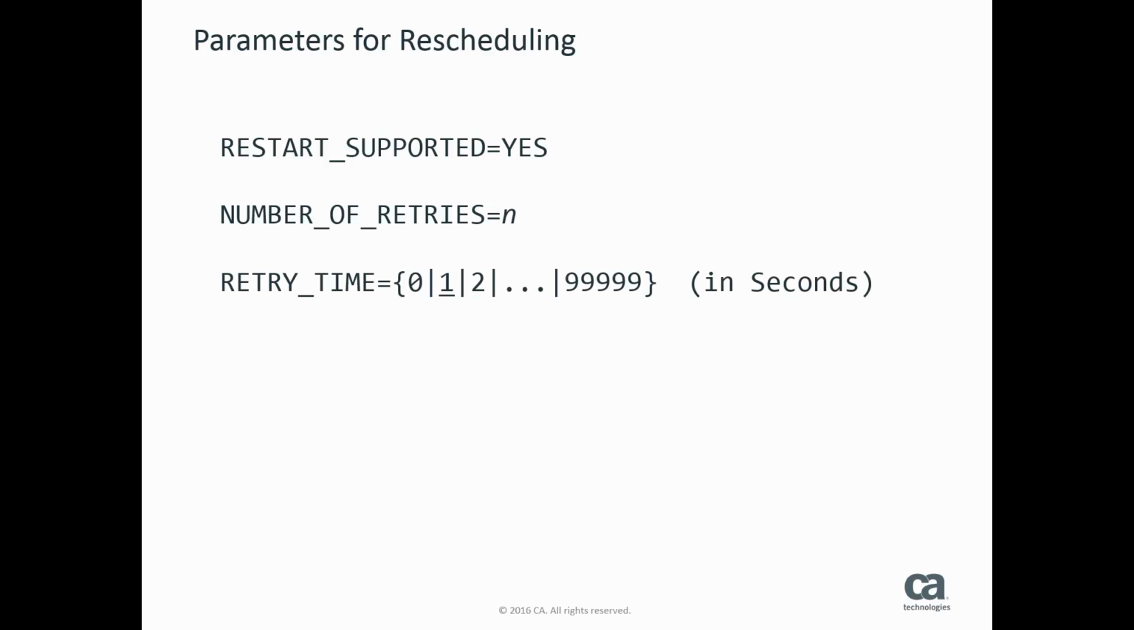Besides the number of retries, you need to tell the XCOM server how long it should wait until the next retry of the transfer. For that, you specify in parameter retry time the number of seconds XCOM should wait. The default is 1. When specifying 0, the transfer is retried immediately.